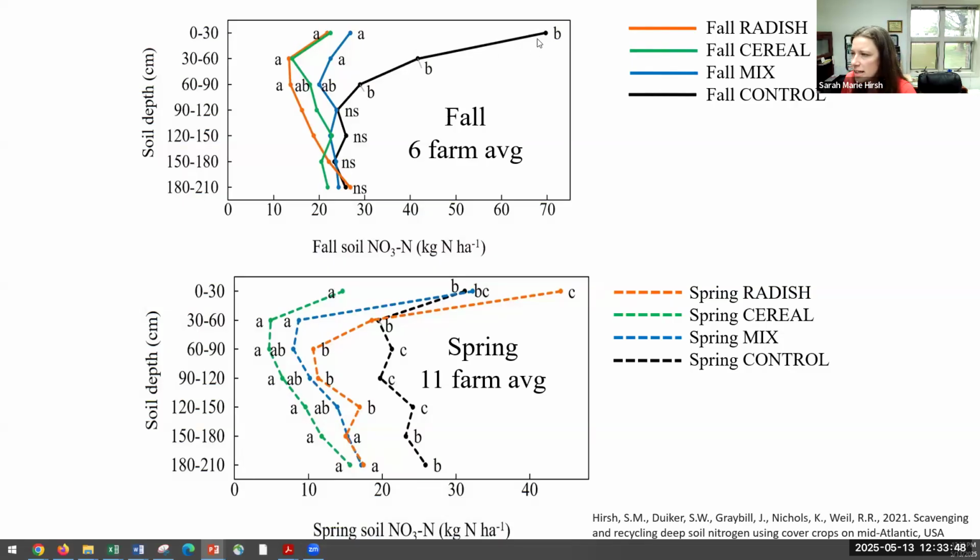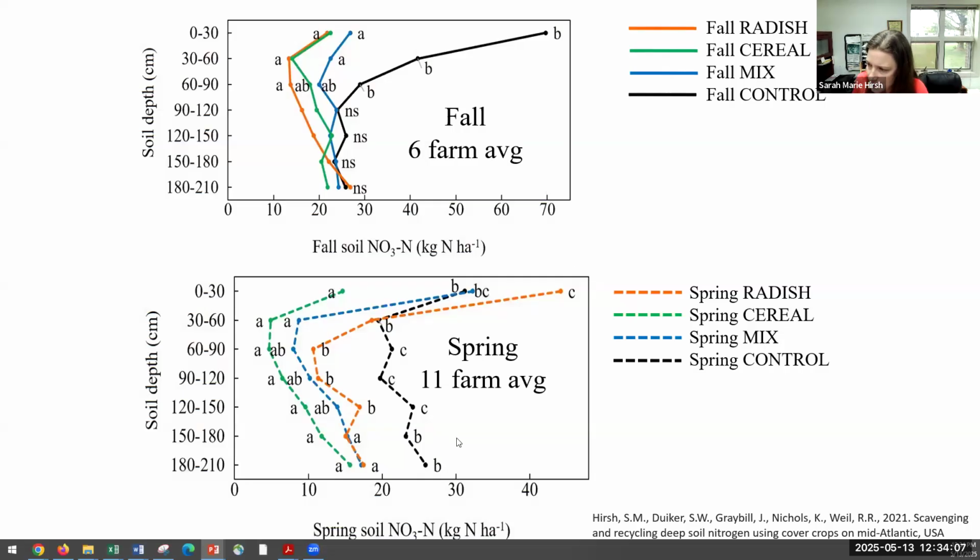And so in the fall, you could see a lot more, and samples were taken in December typically. So after the fall cover crop growing season, a lot more nitrate on the upper layers of the soil where there's no cover crop than where there were the cover crops.